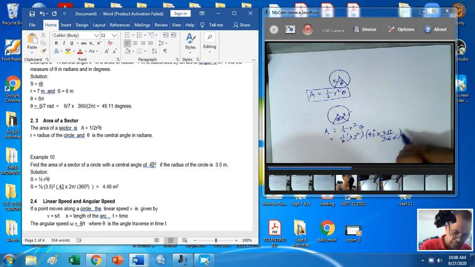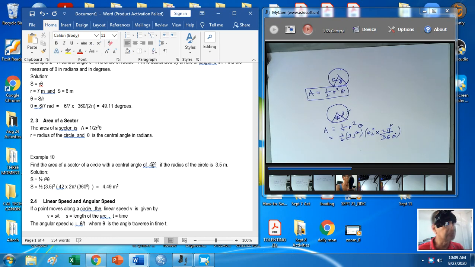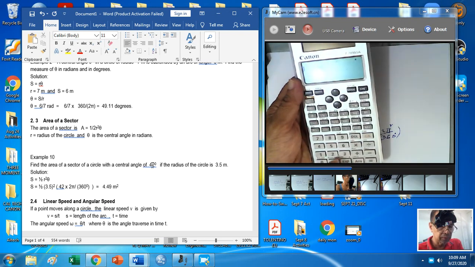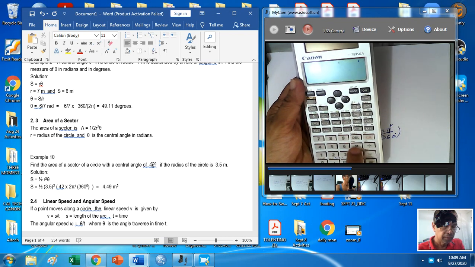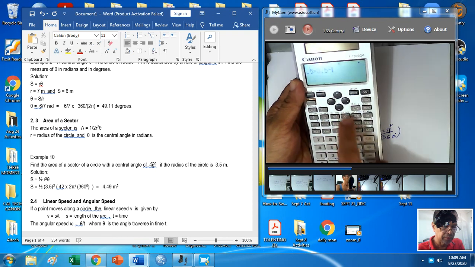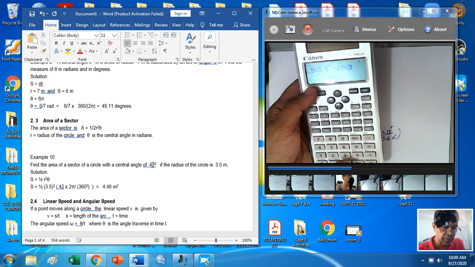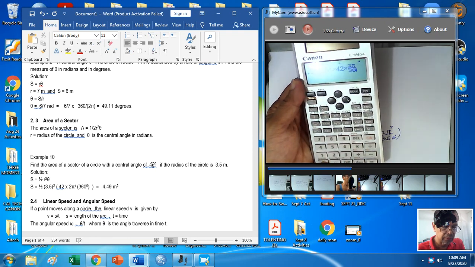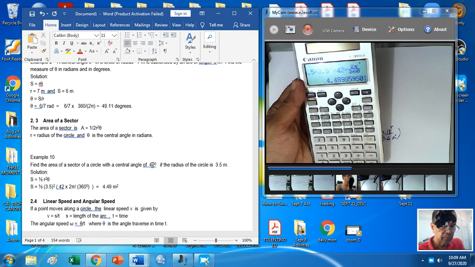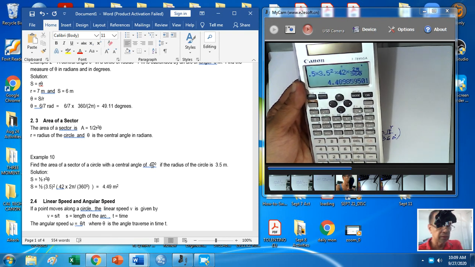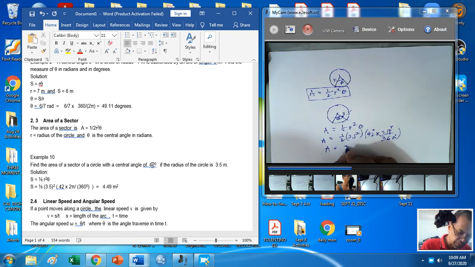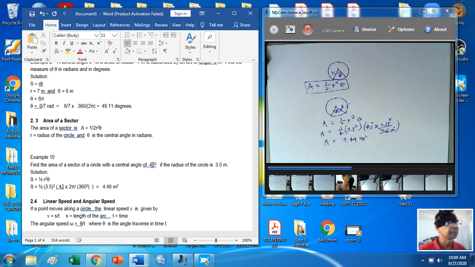Remember, this is in degrees, so magka-cancel yan, magiging radian. Radian has no unit. So area becomes what? Let's compute, that is 0.5 times 3.5 square times 42 times 2 pi divided by 360. So you get 4.49 square meters.